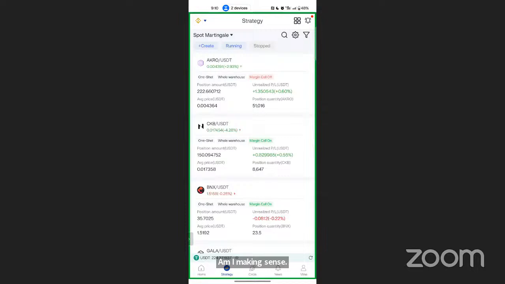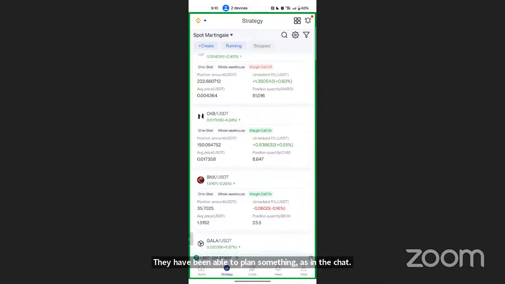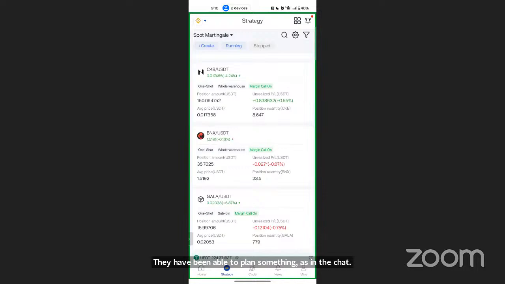I hope that is enough for today. If you have been able to learn something, give me a yes in the chat. I have done this for teaching purposes. Because when you open so many coins and the market goes against you, you stay in coins for a very long period of time. That is the reason. That's why I encourage one coin.